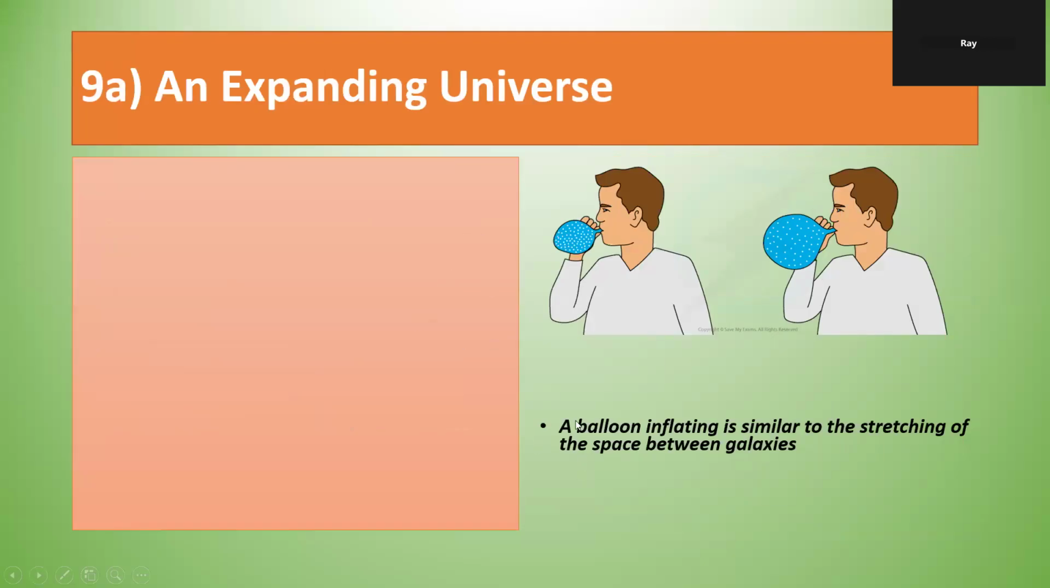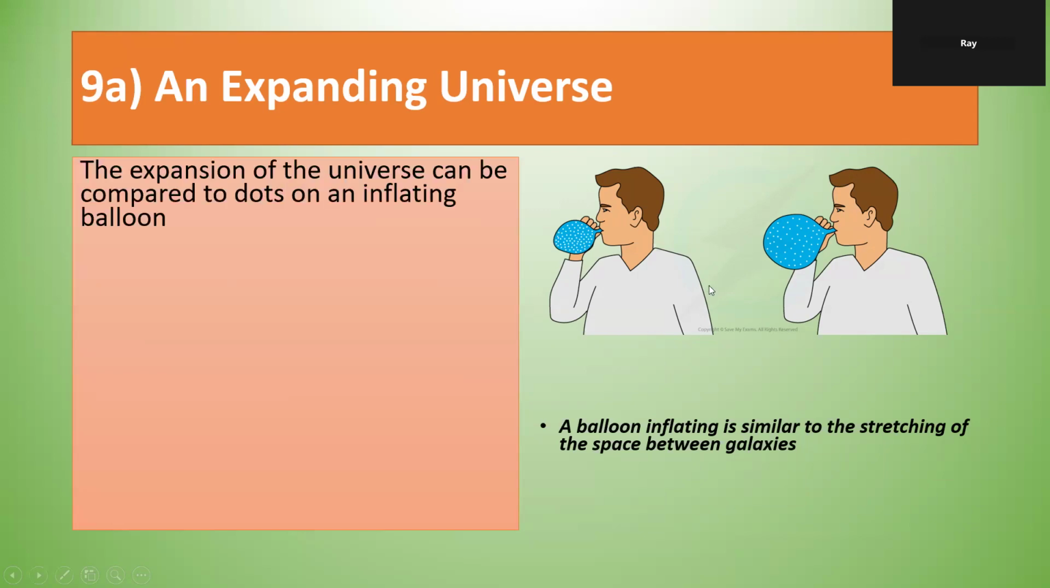This is an example of a balloon. Right? The dots on the balloon represent the galaxies. So when you blow it, there's an increase in volume, right? Representing the universe expanding. Right? Space is expanding, not the galaxies moving away.